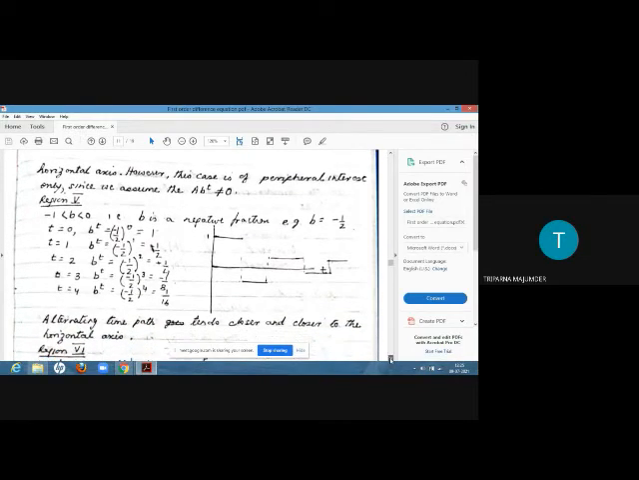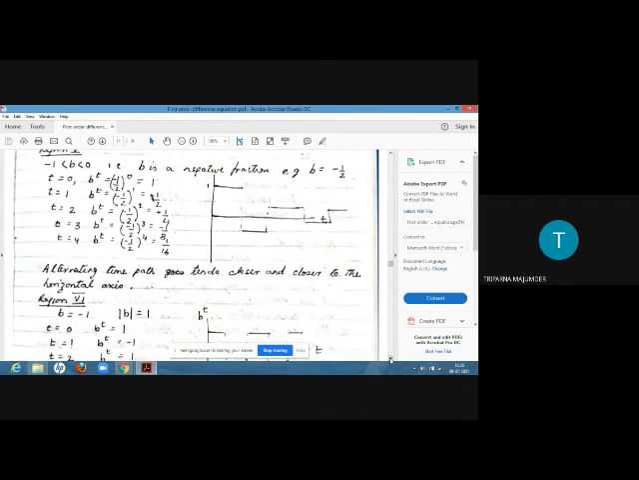So what do we get? An alternating time path that tends closer and closer to the horizontal axis. Why does it become closer to the horizontal axis? Because the absolute value of b is less than 1.